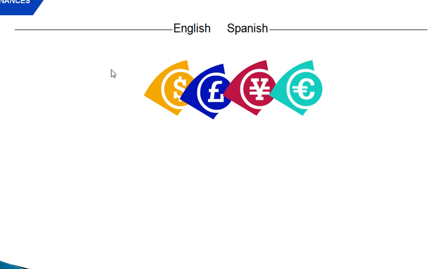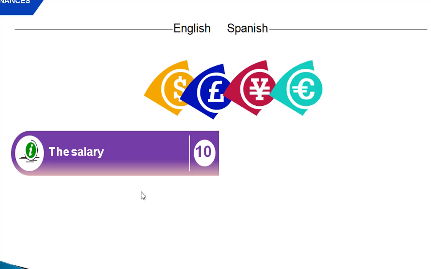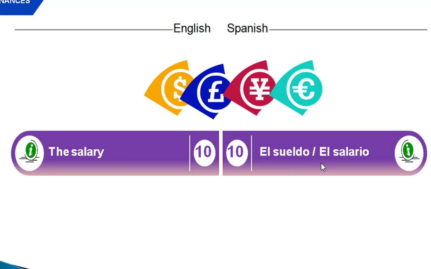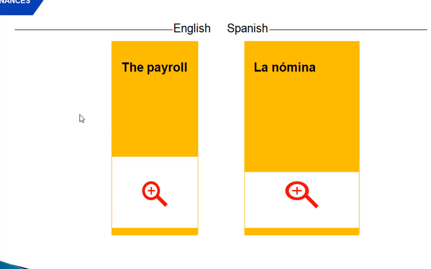Then yes, we work anywhere to earn money. And the term is the salary, el sueldo or el salario. Salary is known as sueldo or salario. And since they are masculine nouns, the term is el sueldo, el salario. Payroll. You work in an organization, you are on their payroll. So payroll is nómina. The payroll, la nómina.